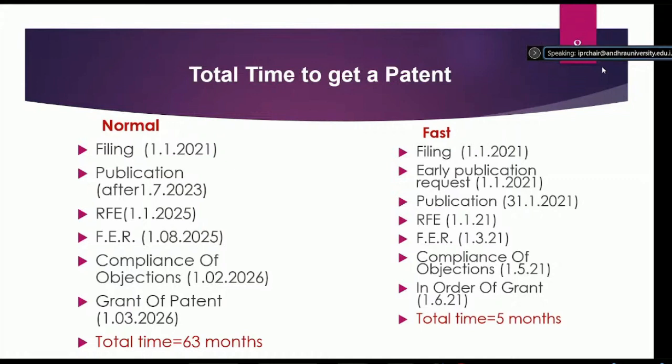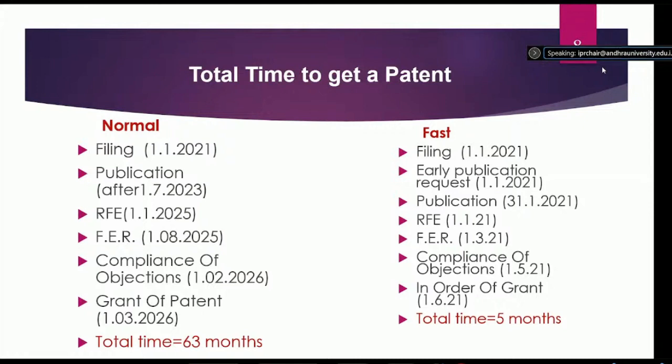Have a look at the faster route. There will be one Form 9 for early publication request. So if you have filed that form, your application will be published within 1 month. So you have to file that early publication request on the same date of your filing. So your application will be published by 31st January 2021. You can see the difference, how much faster this is.